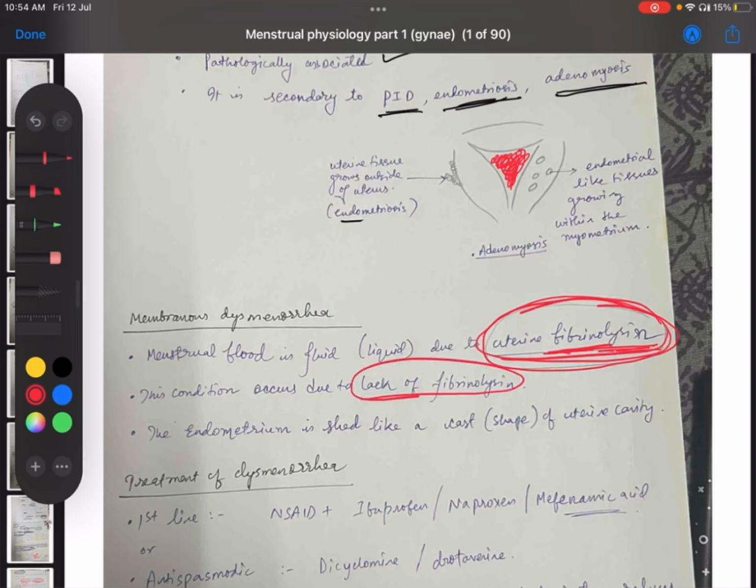These uterine fibrinolysins keep it liquid. If it is absent, clotting will take place. And in membranous dysmenorrhea, actually, this is absent, so clotting takes place. As a result, the endometrium is shed like a cast of the uterine cavity. What does that mean? If the uterine cavity is like this, then the clot will be this shape. A circular shape, maybe a little bit oval, and the whole clot will come out itself like this. That's why it's called the shape of the uterine cavity.